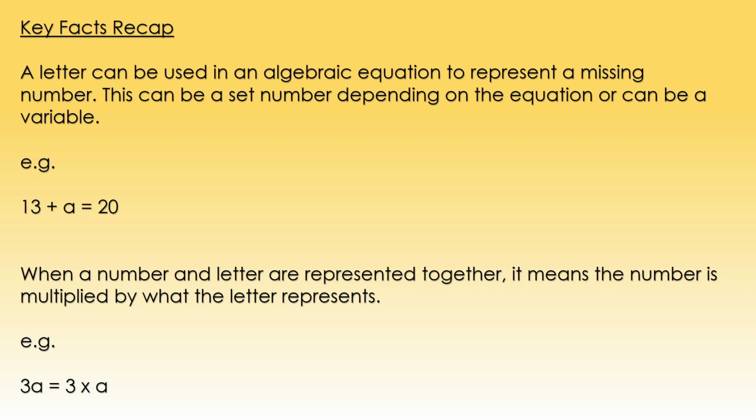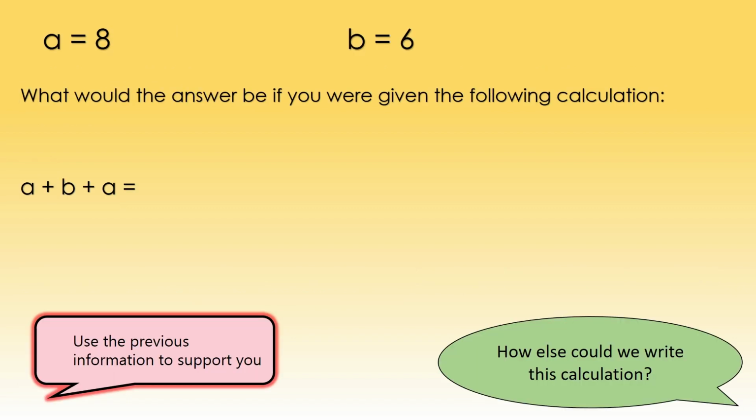Or when a number and letter are represented together, it means the number is multiplied by what the letter represents. So if the equation is 3a, that is the same as 3 multiplied by a. Let's have a look at an equation together.